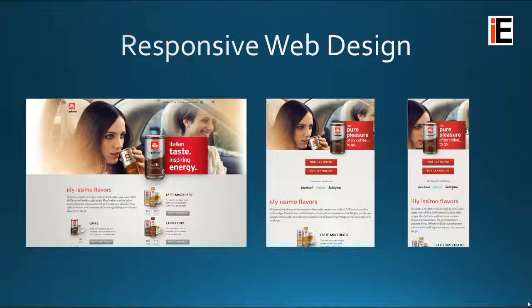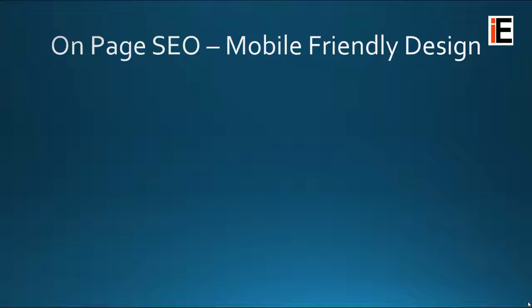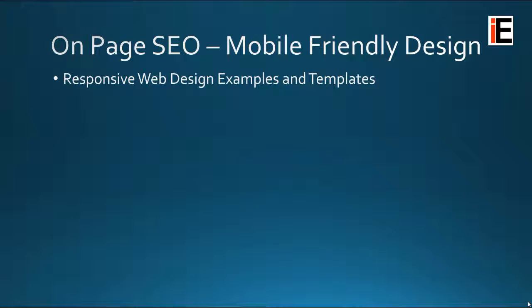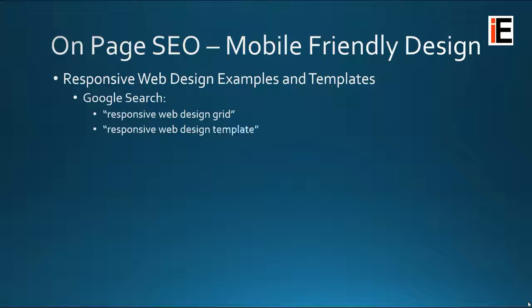So grab the corner of your browser and resize it to see how your website shows up and how it looks. On-page SEO, here's some additional methods for mobile-friendly design. Here's some examples and templates. You can do a Google search for the responsive web design grid. This is actually a design grid that you could give to a designer and say, hey, I want you to create a mobile version of my website or a responsive version of my website using this tool.